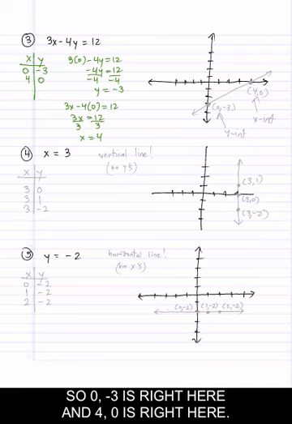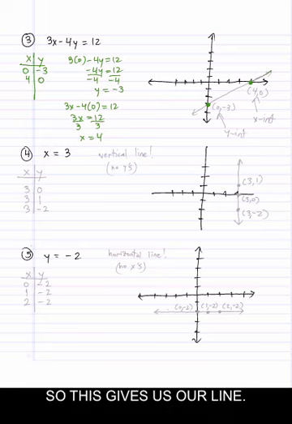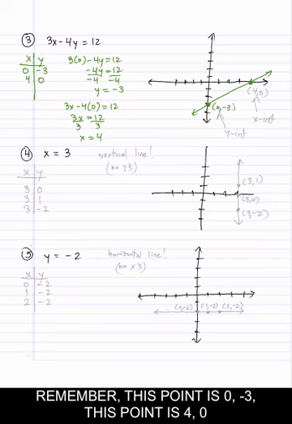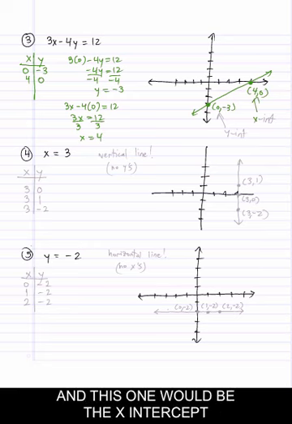So 0, negative 3 is right here, and 4, 0 is right here. So this gives us our line. Remember, this point is 0, negative 3. This point is 4, 0. And this one would be the x-intercept, and this one would be the y-intercept.